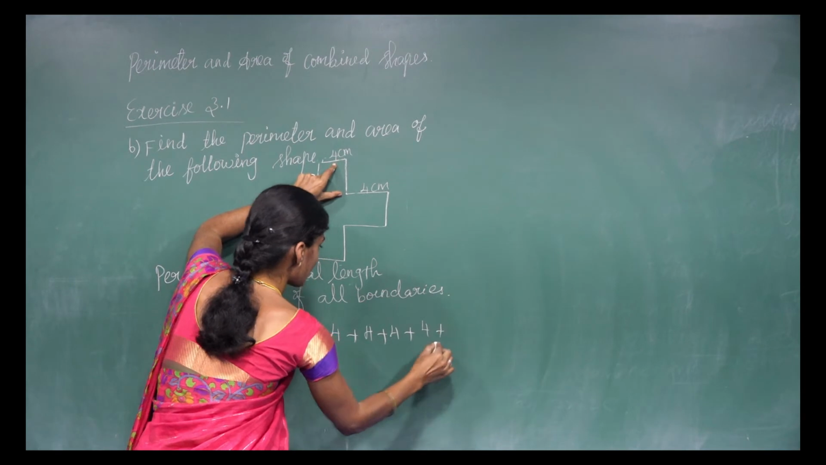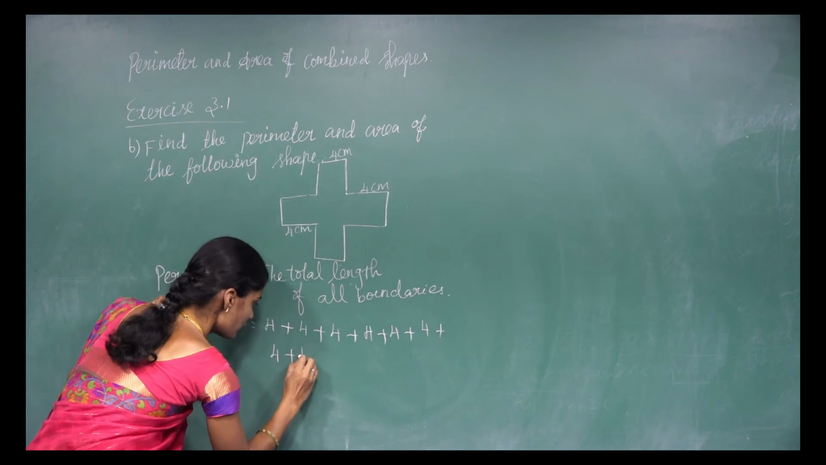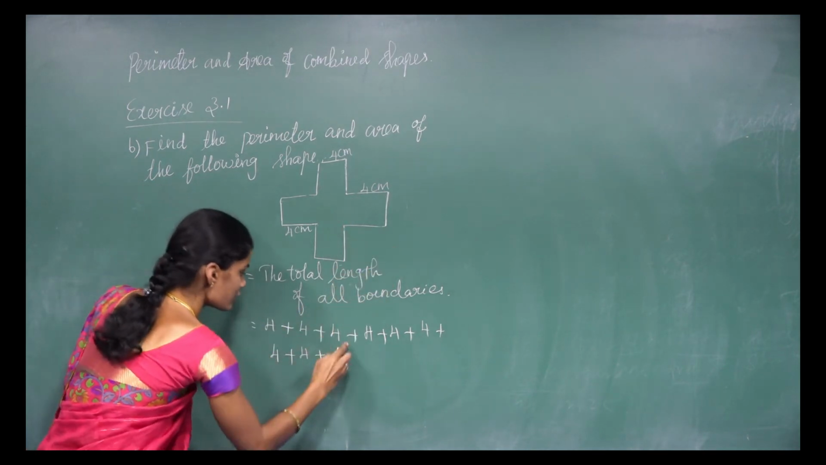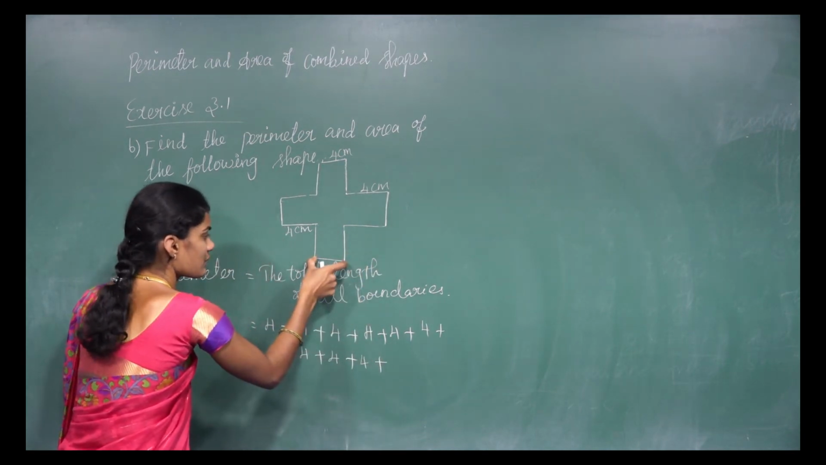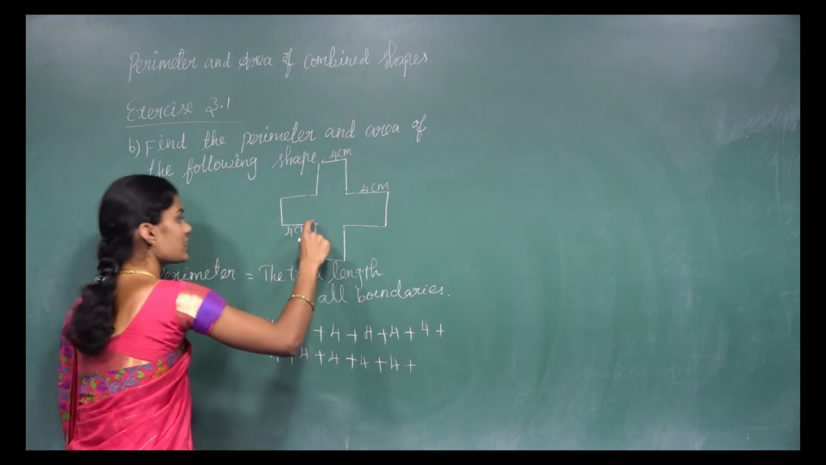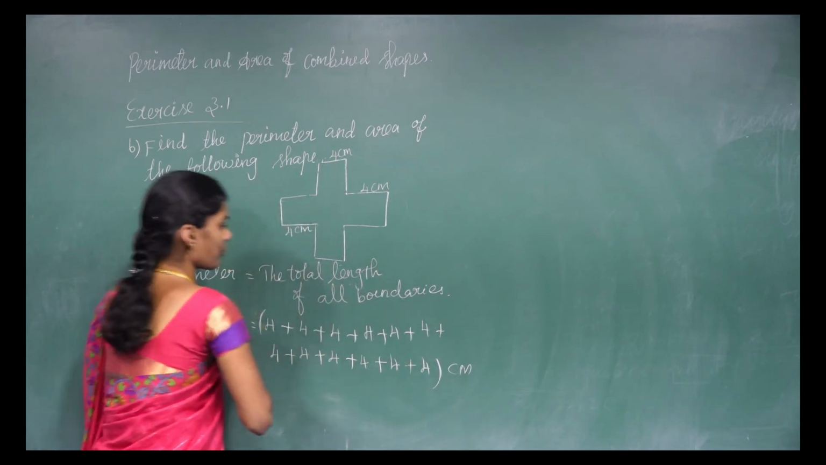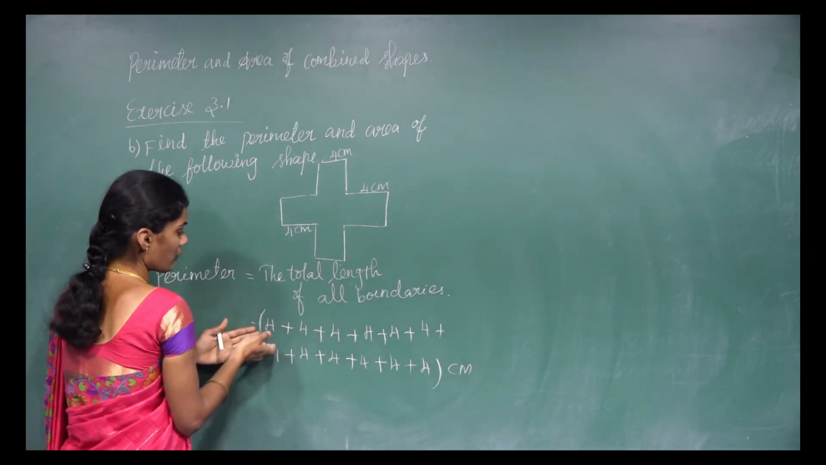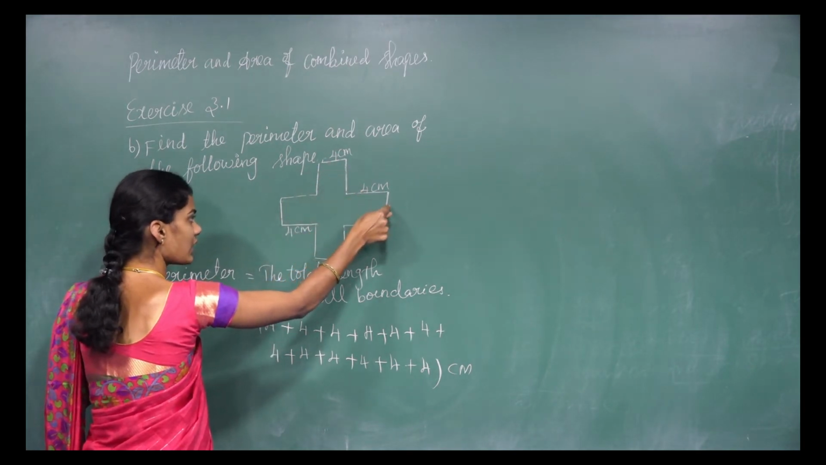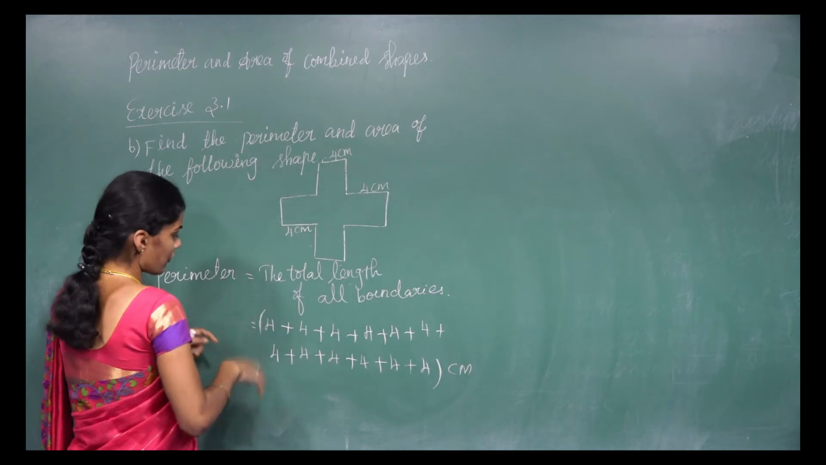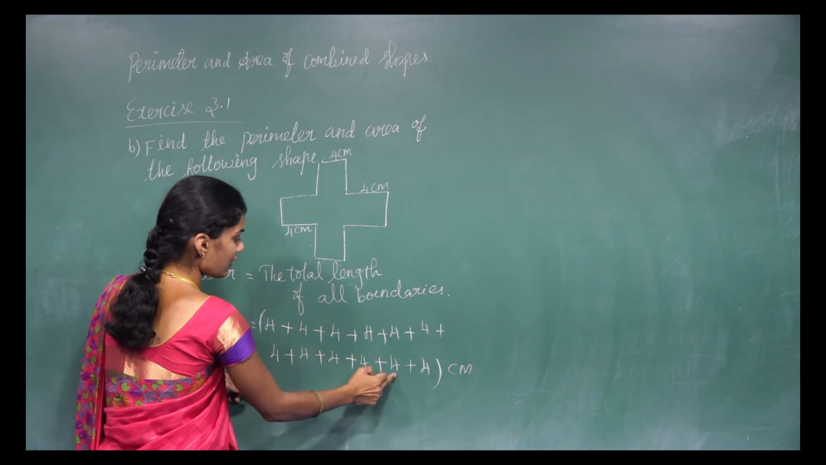Next in this portion 4, next this portion also 4, next this place also 4, next this place 4, next this place 4 centimeter, next this place also 4 centimeter. If you have a doubt how many 4s are here, just count: 1, 2, 3, 4, 5, 6, 7, 8, 9, 10, 11, 12.